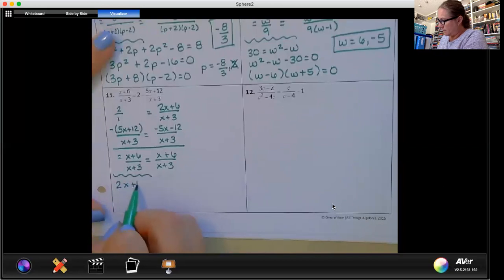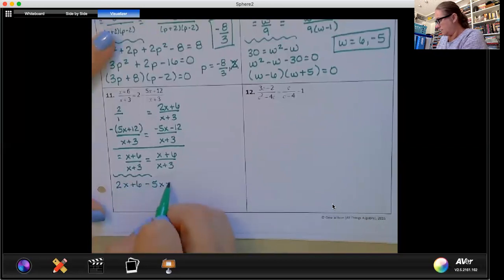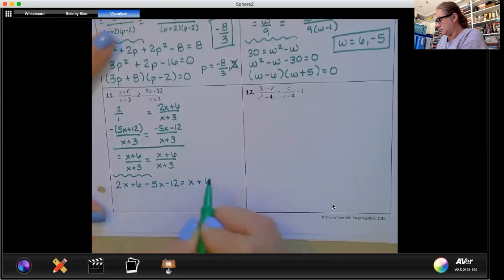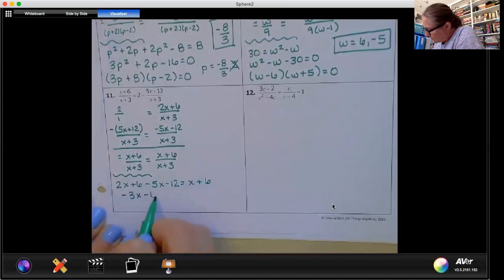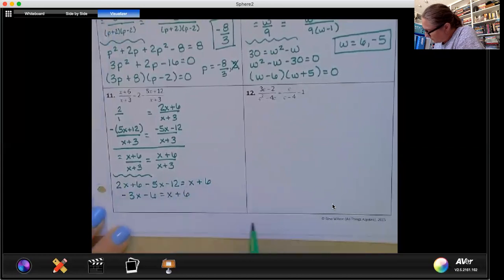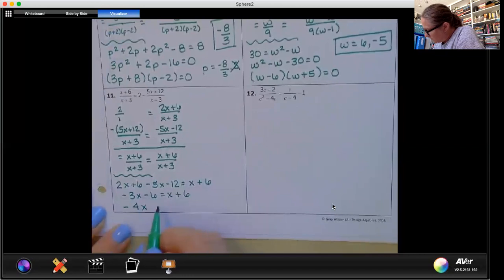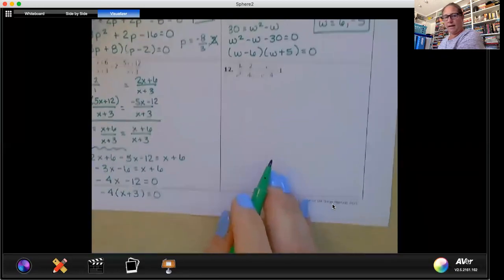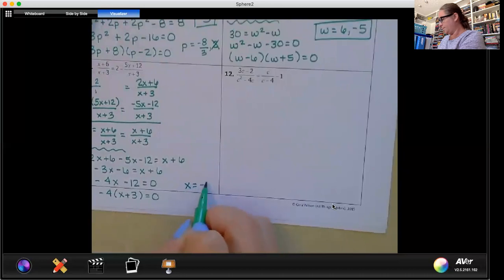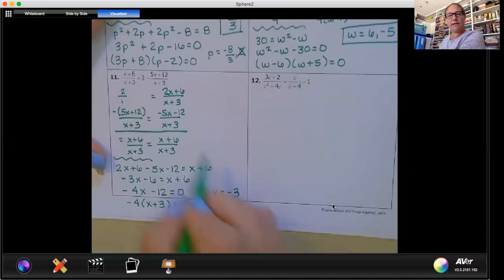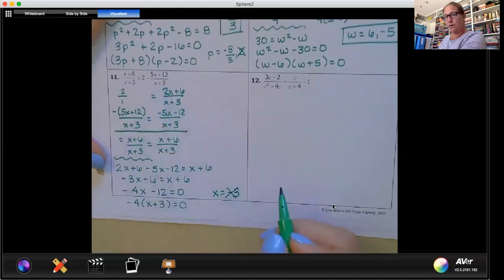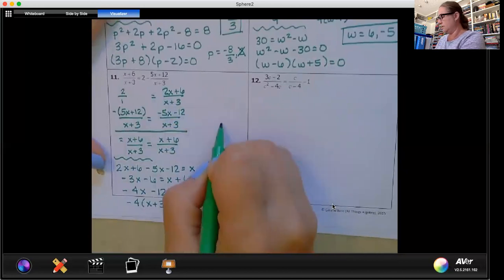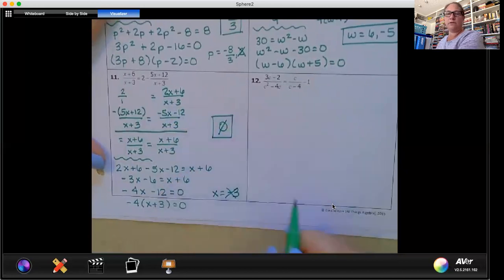So 2x plus 6 minus 5x minus 12 equals x plus 6. Negative 3x minus 6 equals x plus 6. So negative 4x minus 12 equals 0. So I got x equals negative 3. Now, when you plug x equals negative 3 into the original denominator, it gives you 0. That does not work, and that is my only answer that I found when I solved. Your answer is no solution.